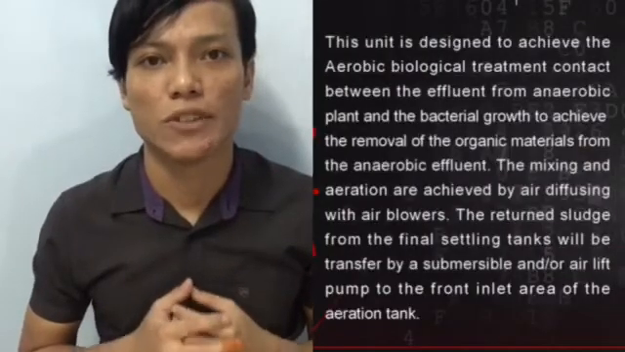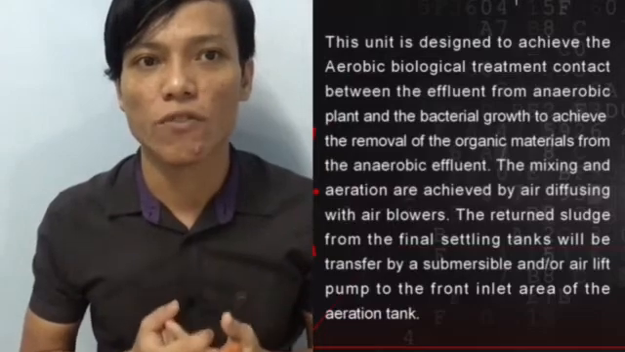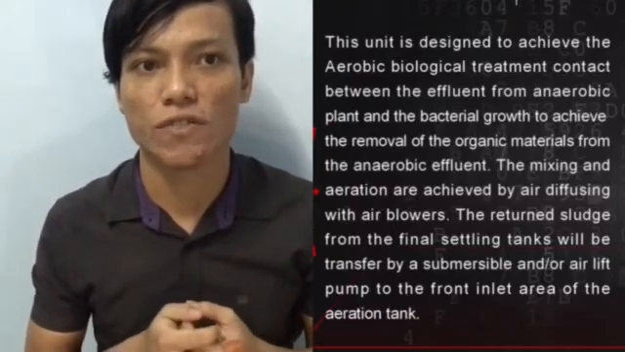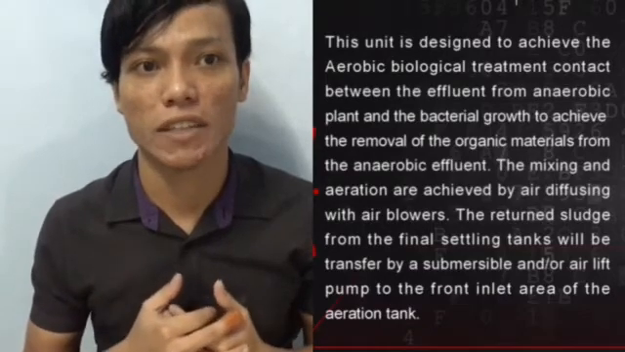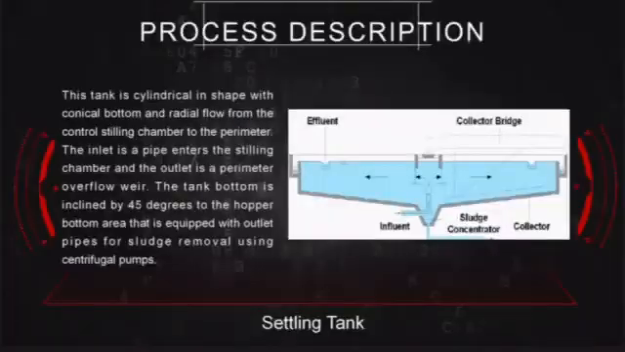Next is the aerobic activated sludge process. This unit is designed to achieve aerobic biological treatment contact between the effluent from the anaerobic plant and the bacterial growth to achieve the removal of organic material from the anaerobic effluent. Next process is the settling tank.